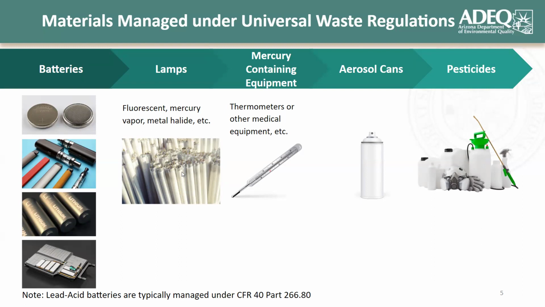If managing under 266, which we do see the most often, there is a nice little table to reference to facilitate you on the management standards. If electing to manage these waste streams as universal waste or 266, then they are not counted towards your monthly hazardous waste generation and therefore do not impact your generator category.